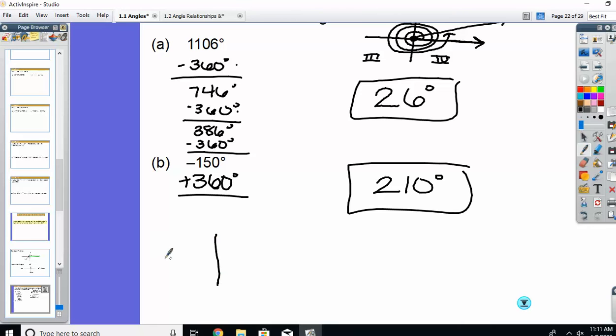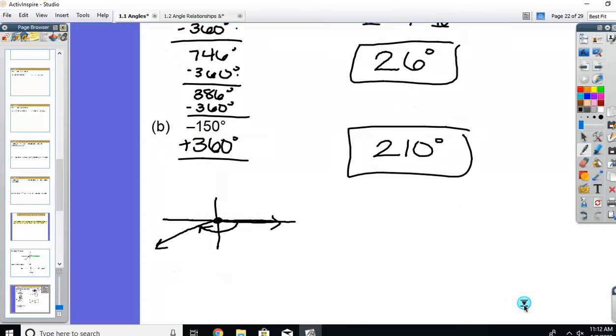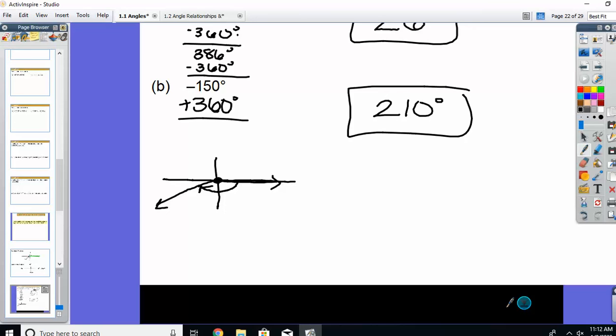If I asked you to graph that, vertex here, positive x-axis, the negative means it went down. This would be like negative 90. This would be negative 180. We just need to stop at negative 150. So that would be a negative 150 degrees. What quadrant does that one end in? Quadrant 3, if I ask that question.